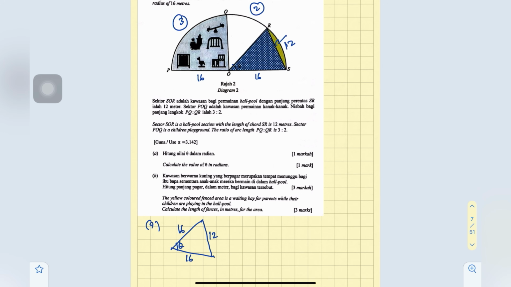To find the value of theta, we have a few alternative ways, but I will use the easy one. So this one we divide into 2, so this one gets 6, 6. Then we can find half of this angle, let's say alpha. So we have opposite and hypotenuse, so we can use sine. Sine alpha is 6 over 16. So alpha equals 22.02.